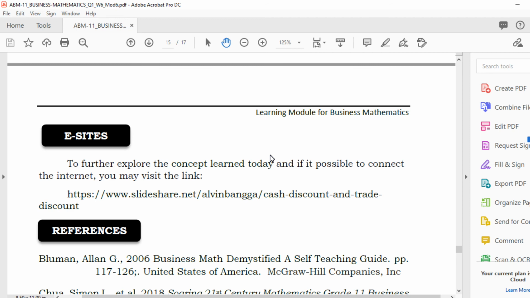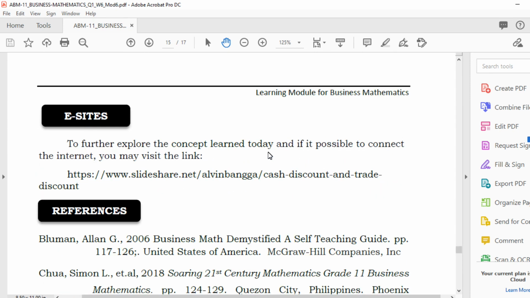Ngayon, may bibigay pa akong additional activities, isasend ko na lang sa inyong mga GC, para at least meron kayo, kasi konti lang yung activities natin, dadagdagan ko yung additional activities natin. I'll just send it to your GC. Para mas mahasa pa kayo.